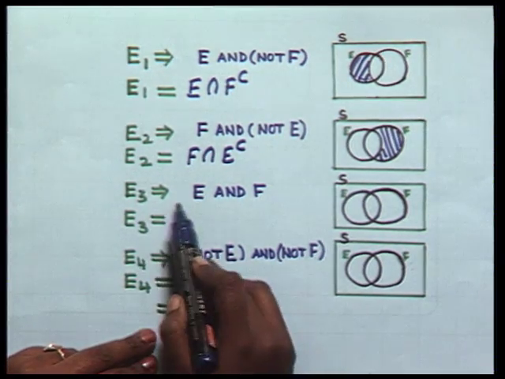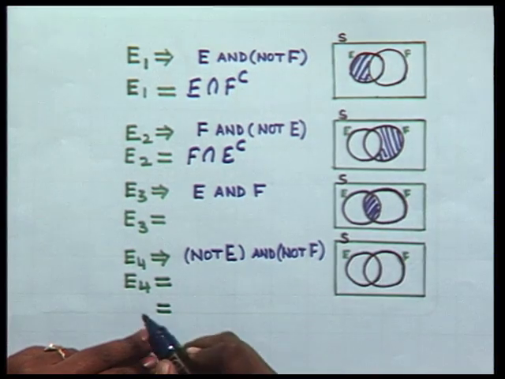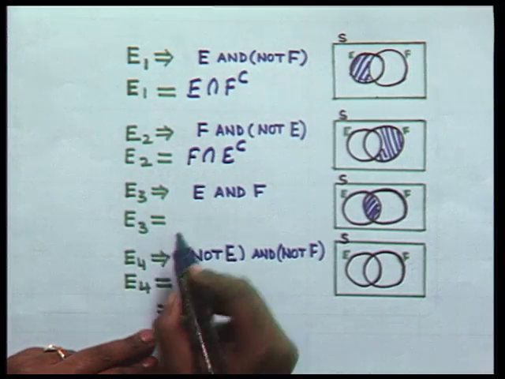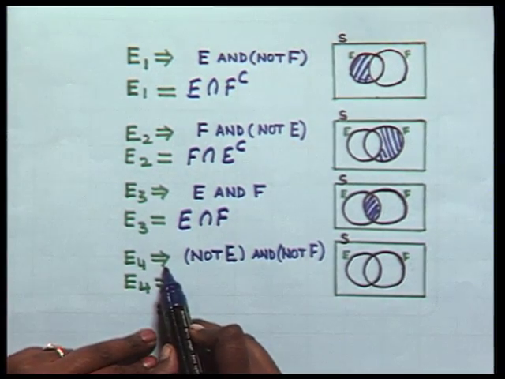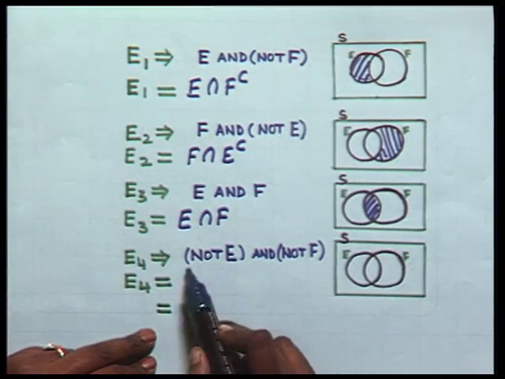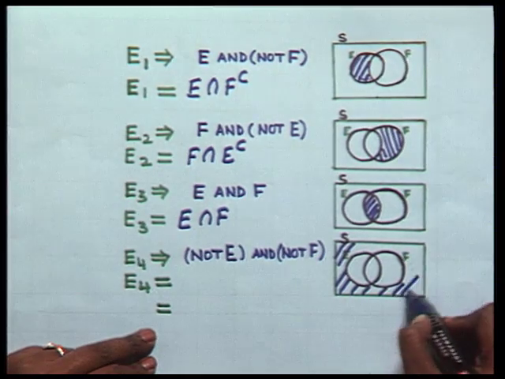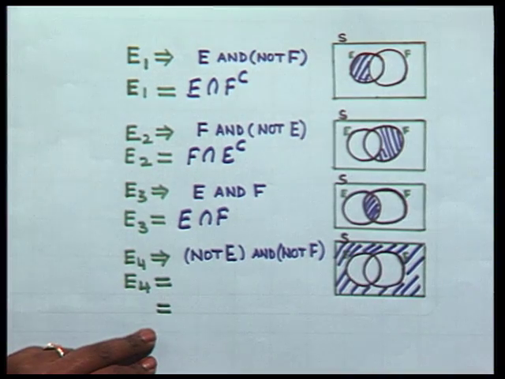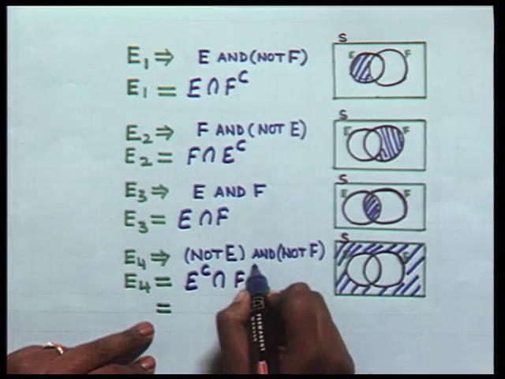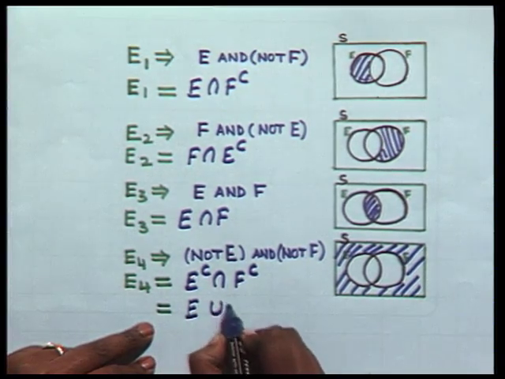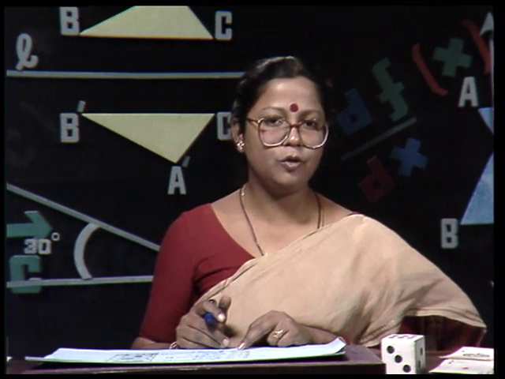Now E3 event says both husband and wife are selected, that means E and F. So for this we shade this portion in the Venn diagram, and E3 represents the set E intersection F. Lastly, event E4 says neither husband nor wife is selected, that means not E and not F. In Venn diagram we can represent this set by shading the portion outside E and F. That means E4 represents the set E complement intersection F complement, which is equal to (E union F) complement, where the set E union F represents at least one of the two events must occur.